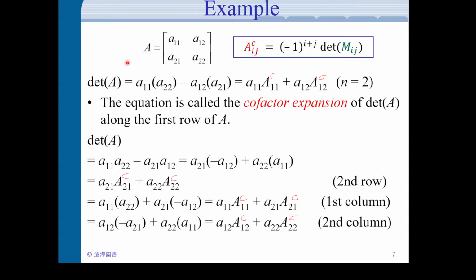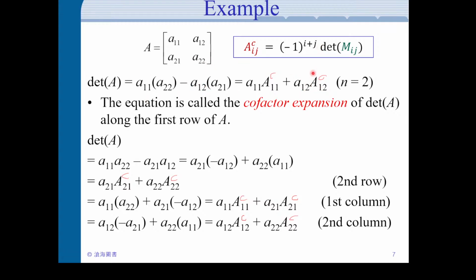Yeah, in this case we have A11, AC11, and A12, AC12. If we expand on the first row, then we need to see what AC11 is. For the 1,1 element, the submatrix is to delete the first row and the first column. So the remaining matrix is A22, and AC11 is just -1 to the 1 plus 1, which is 1, and the determinant of A22 is just A22.